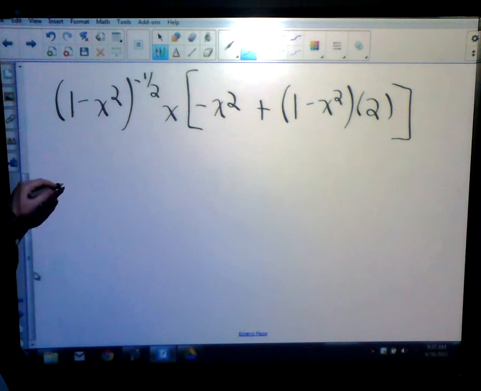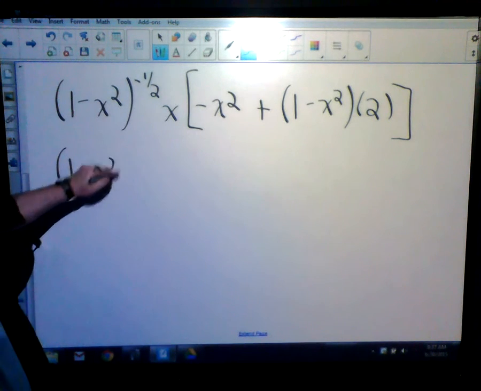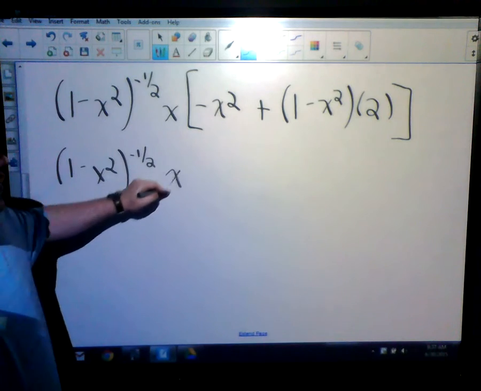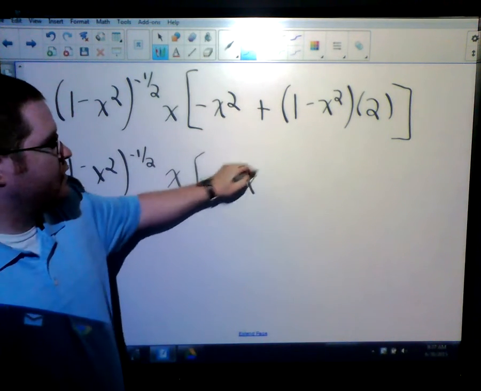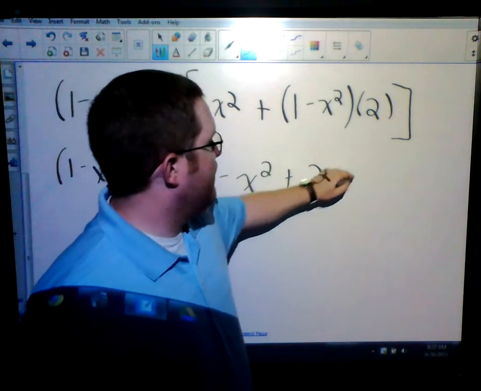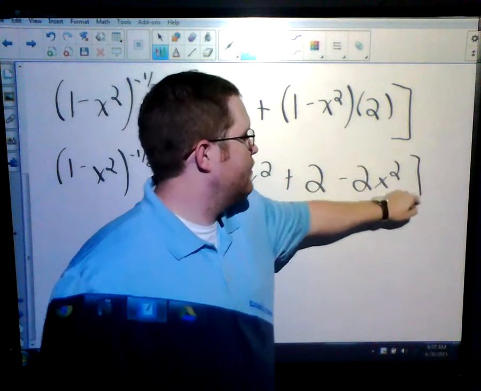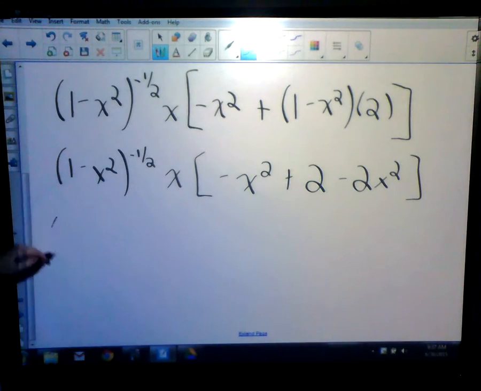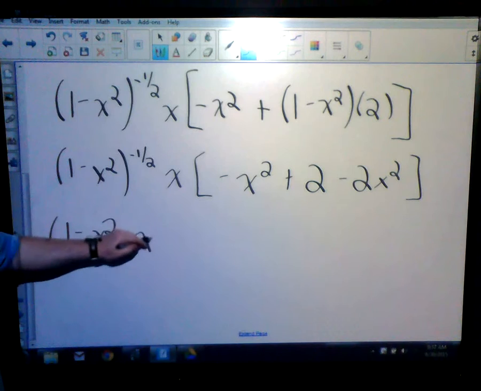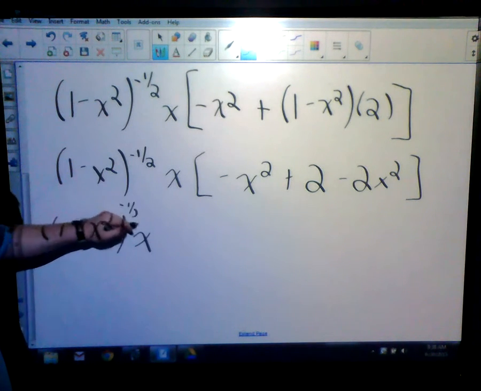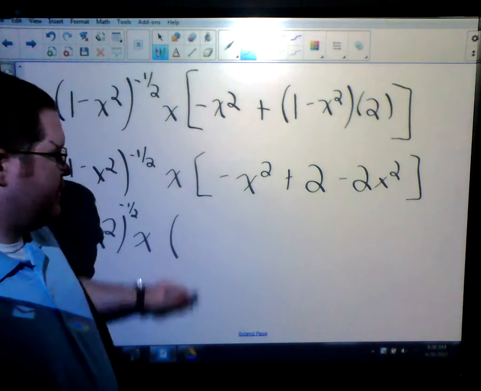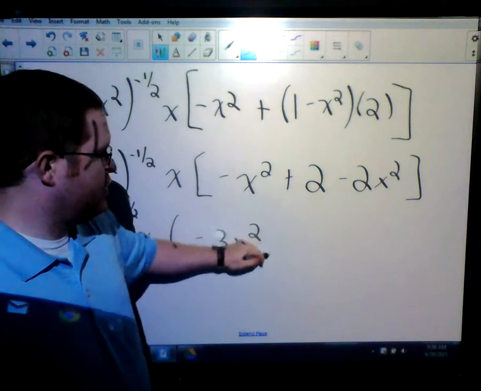Let's clean up inside. That's still going to be 1 minus x squared to the negative 1/2, and that's still going to be x. That's going to be negative x squared plus 2 minus 2x squared. So that's (1 minus x squared) to the negative 1/2 times x. What's this going to be? Negative 3x squared plus 2.